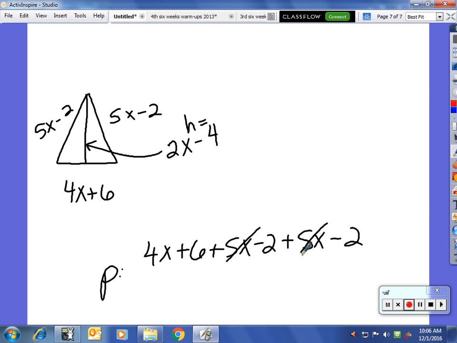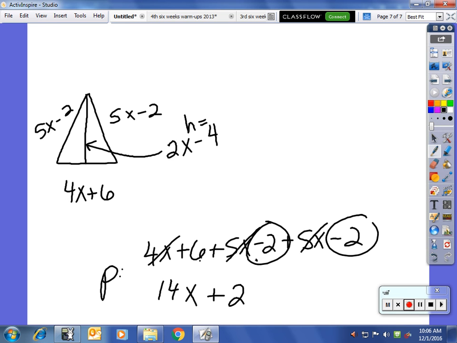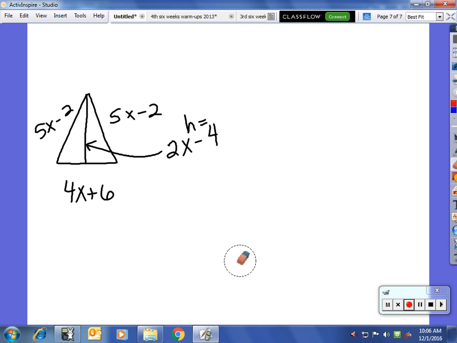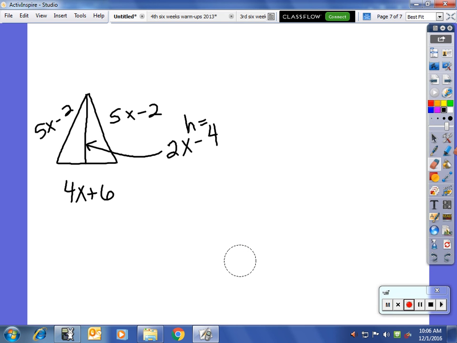That's giving me 14x plus what? 6 minus 2 isn't 2. Oh, I'm sorry, I forgot this one. Yeah, you're right, plus 2. 6 minus 4 is 2. You're right. Sorry, Chris. Exactly. All right, so that was the perimeter of the triangle. How about area? Are we good with how to do area? Base times height, but then don't forget to divide by 2.